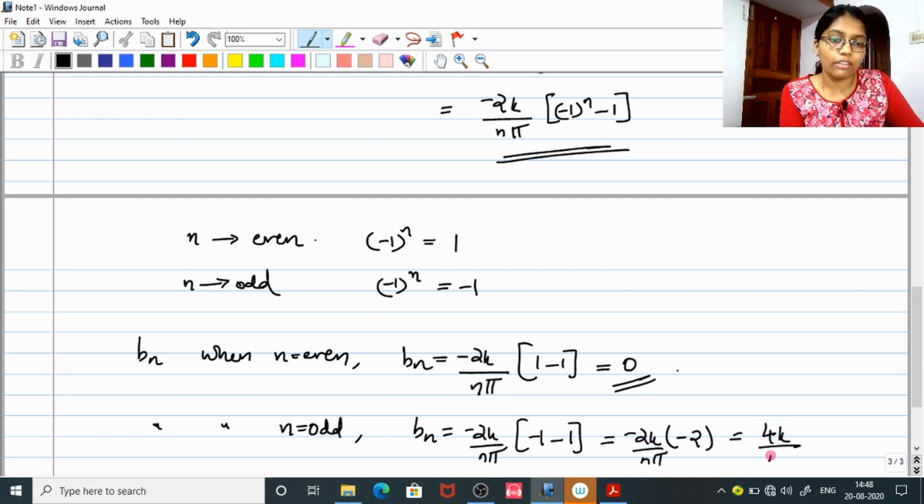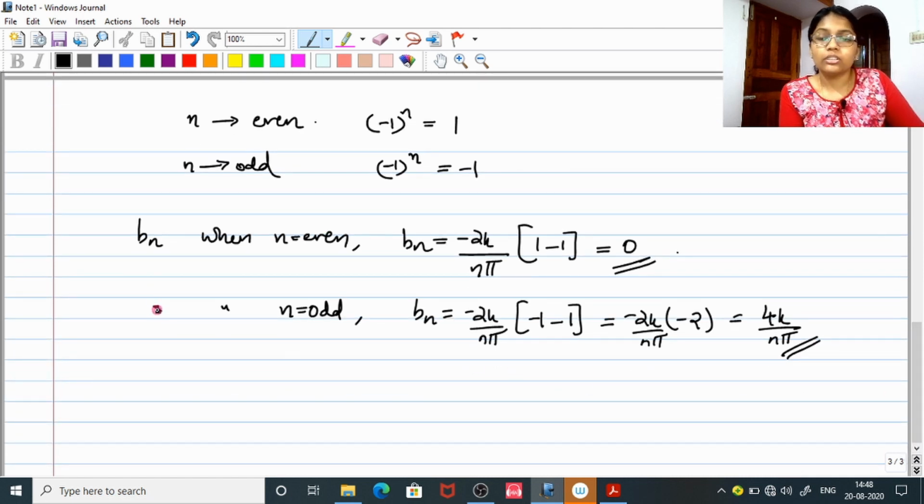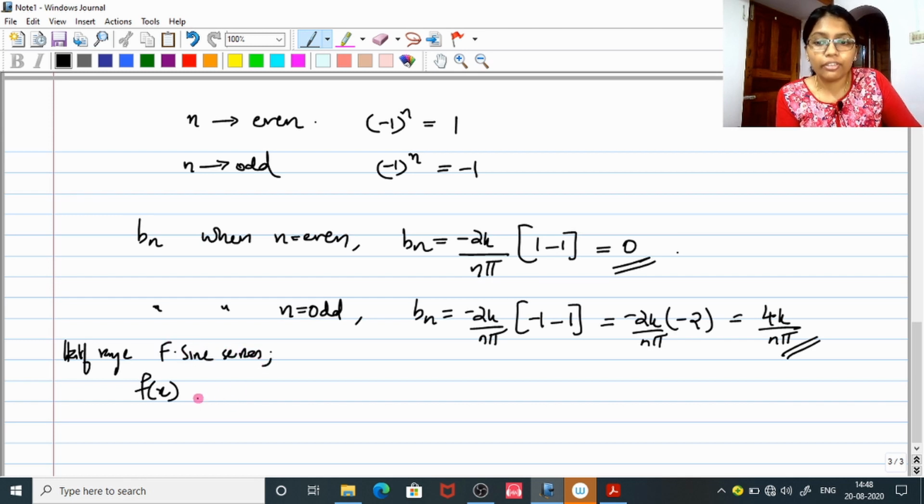So 4k divided by n pi is your value. Here you can conclude that Bn has values only when n is an odd number. I mean, f of x, this is your half range Fourier series. Half range Fourier sine series means f of x equals, see here we do not have a0 and an, so straight away we move on to sigma n equal to 1 to infinity Bn sin nx.